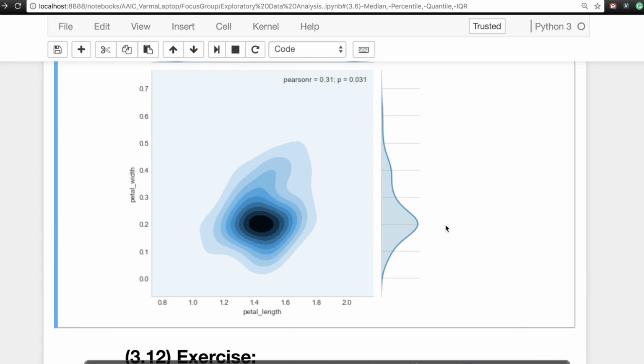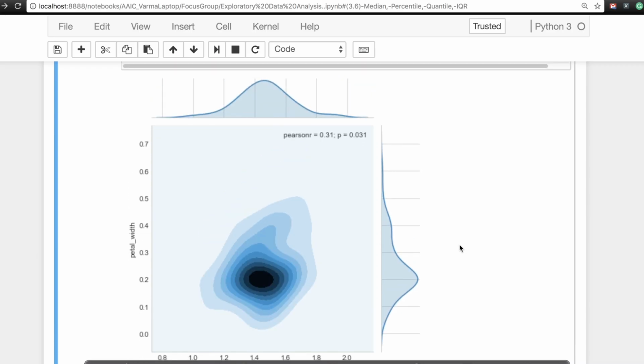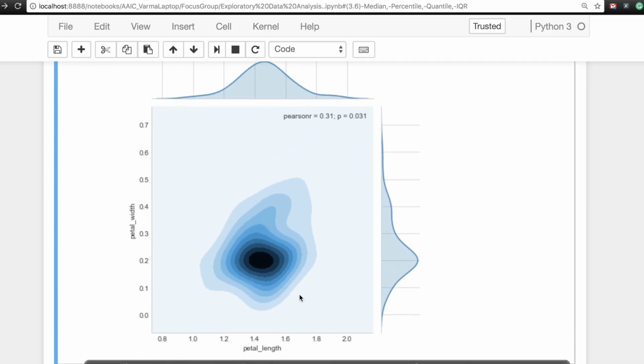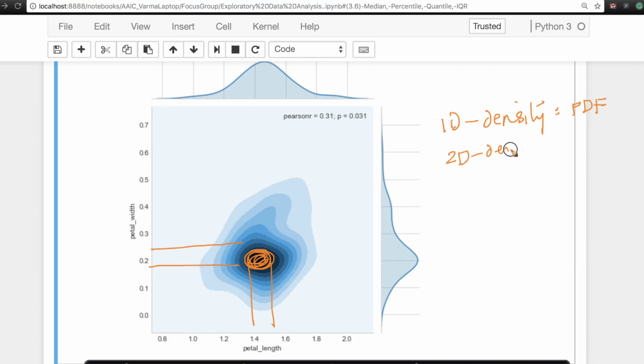Having said that, I also wanted to explain that these are useful. Let's look at what we understand from here. What we understand from here is there are a lot of points with petal length in this region as well as petal width in this region, right? Which is super useful if you think about it, because most of my petal lengths are here and most of my petal widths are also in this region. So it's able to give us a sense of density in a two-dimensional space. Now your one-dimensional density is nothing but your PDF that we saw, right? And your two-dimensional density we saw using our contour plot.